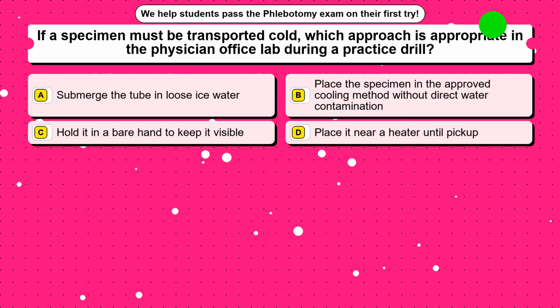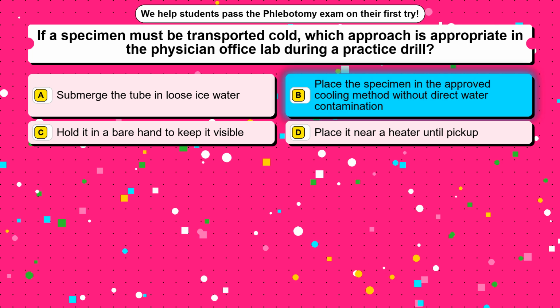Question 32. If a specimen must be transported cold, which approach is appropriate in the physician office lab during a practice drill? Option A, submerge the tube in loose ice water. Option B, place the specimen in the approved cooling method without direct water contamination. Option C, hold it in a bare hand to keep it visible. Option D, place it near a heater until pickup. The correct answer is option B.